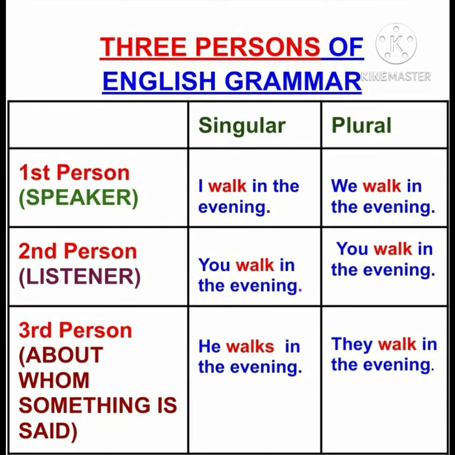The English grammar rule also states that the third person plural takes only the root form of the verb. The subject in the third person plural is they. Look at the sentence. They walk in the evening. Here, the verb in this sentence is walk, which is again in the root form.